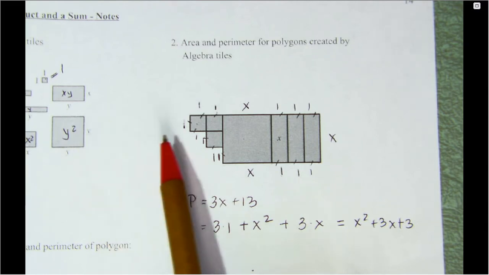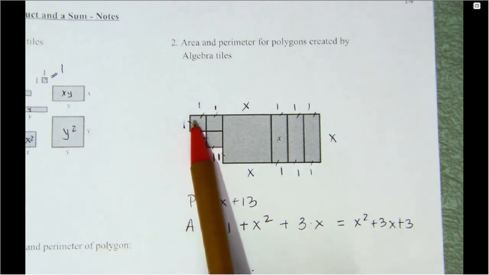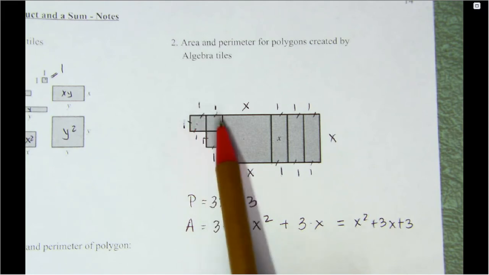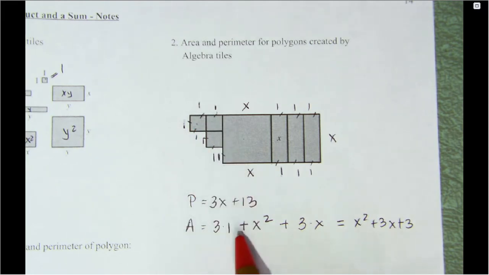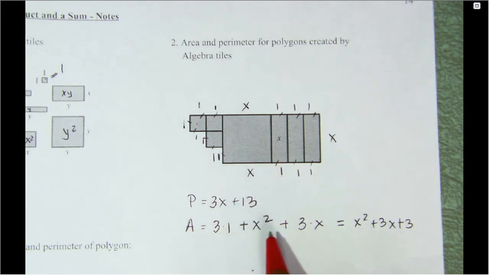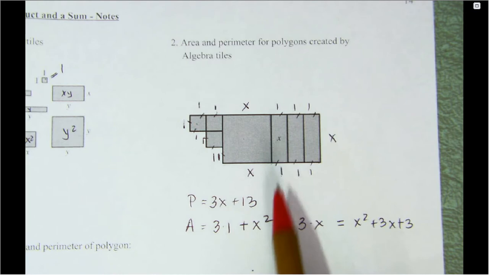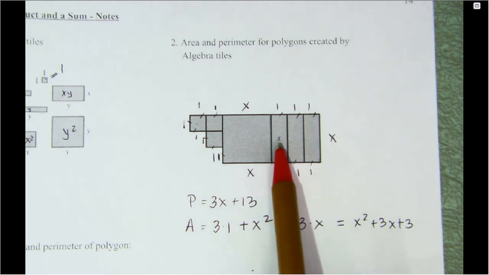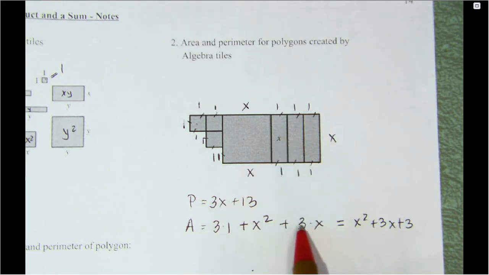I have an area of square 1 by 1. So area is 1, and I have 3 of those, so 3 times 1. I have one big square x by x, so the area is x squared. And I got 3 rectangles x by 1, so the area is x. So my final answer will be x squared, 3x, and 3.